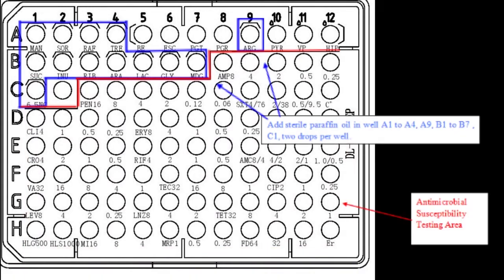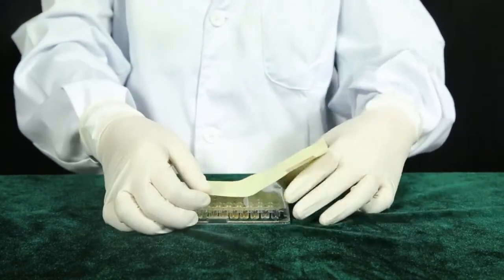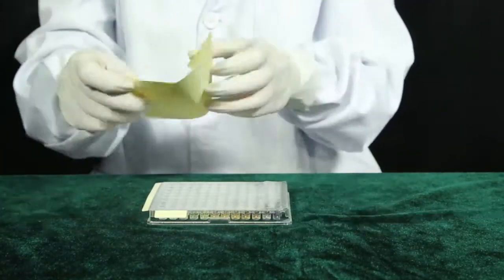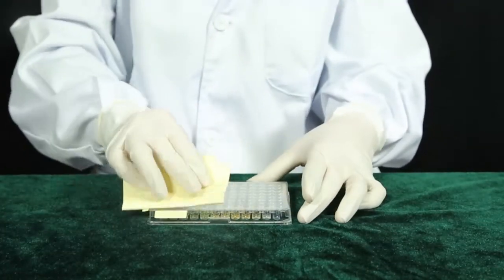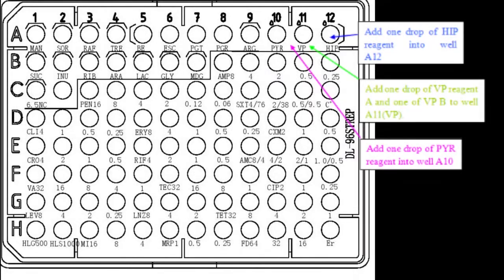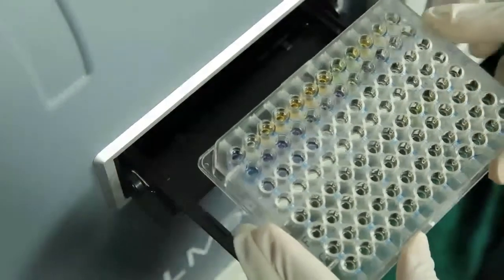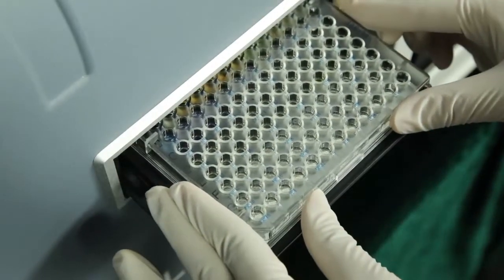Step 3. Add sterile paraffin oil. Step 4. Cover the test card with its plastic film and incubate it for 24 to 48 hours at 35 to 37 degrees Celsius. Step 5. Add relative auxiliary reagents. Step 6. Read the test card by DL962.